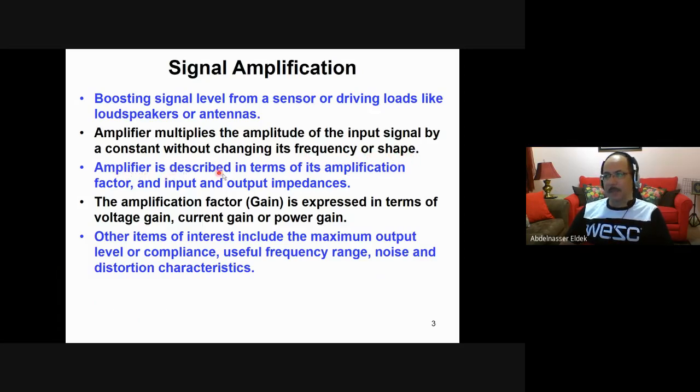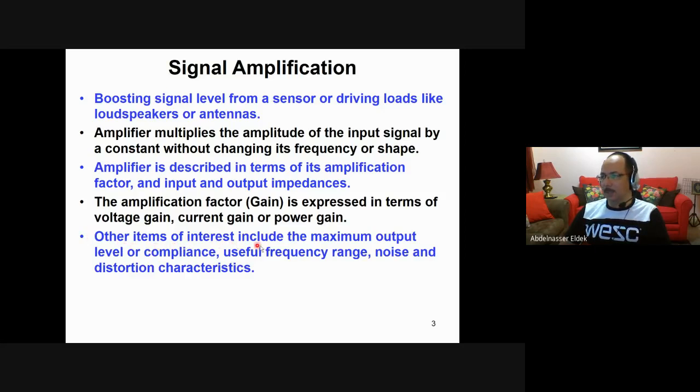The amplifier is described in terms of its amplification factor. So what is the ratio between input voltage and output voltage, or input power and output power, or input current and output current, and the input and output impedances. So these are the three main parameters in any amplifier: the input impedance, the output impedance, and the amplification factor. The amplification factor is called the gain. It's expressed in terms of voltage, current, or power gain.